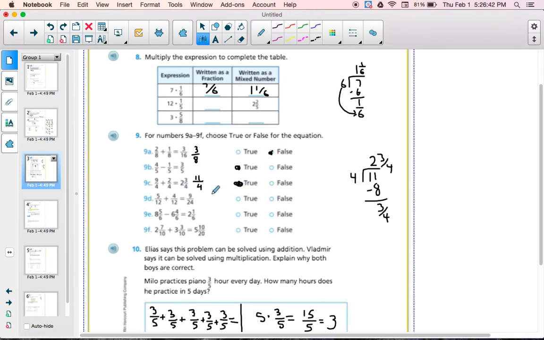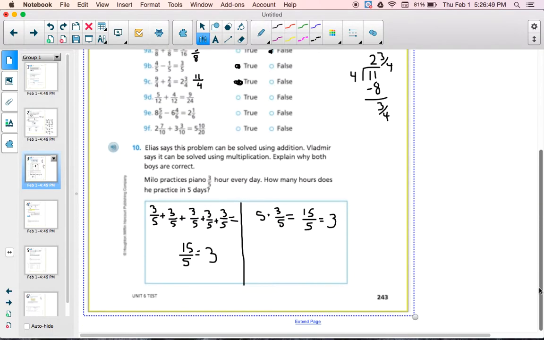So what I'd like you to do is go ahead and look at the rest of these problems and see if they are true or false. All right, Elias says this problem can be solved using addition. Vladimir says it can be solved using multiplication. Explain why both boys are correct. Here's the problem. Milo practices 3/5 hour every day. How many hours does he practice in 5 days?